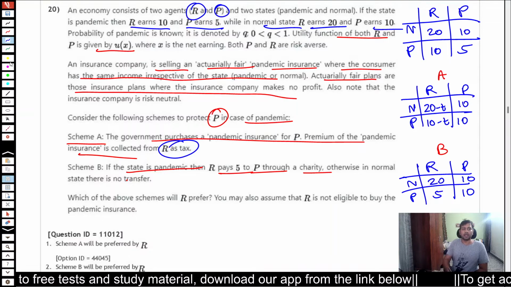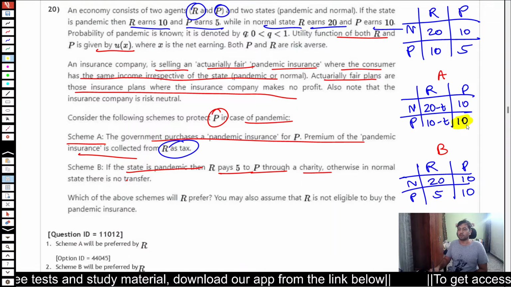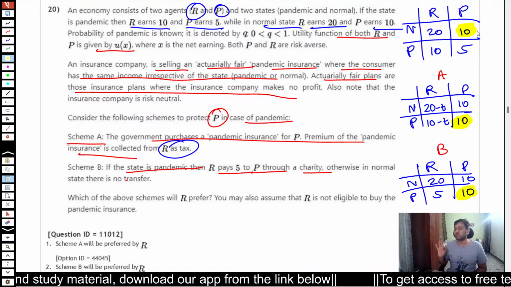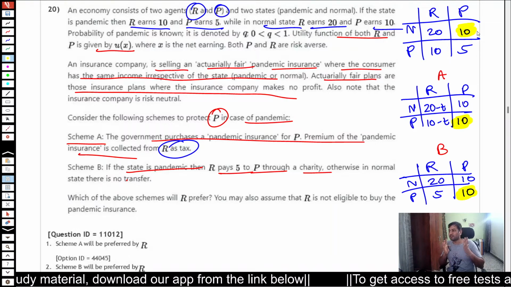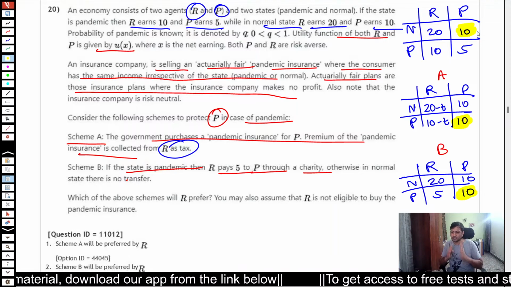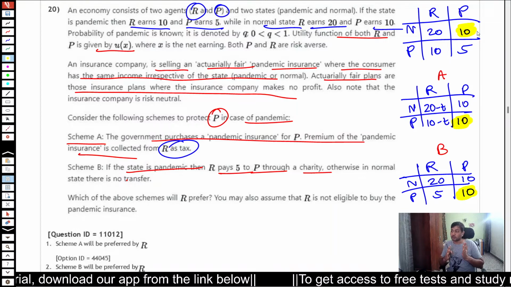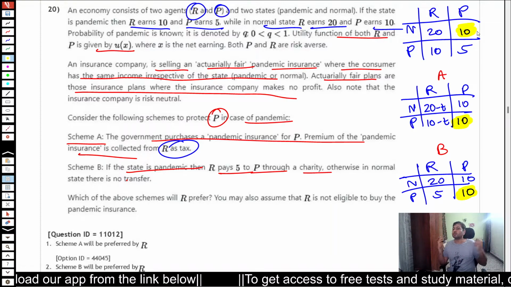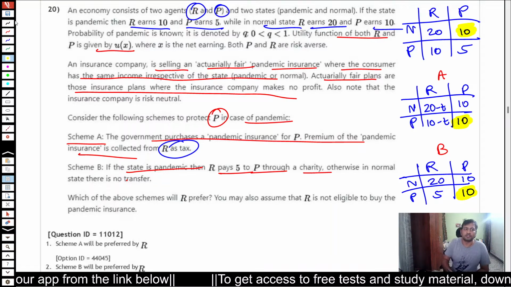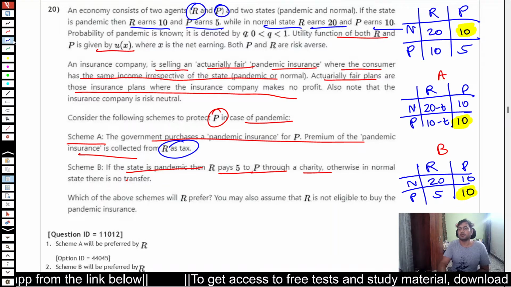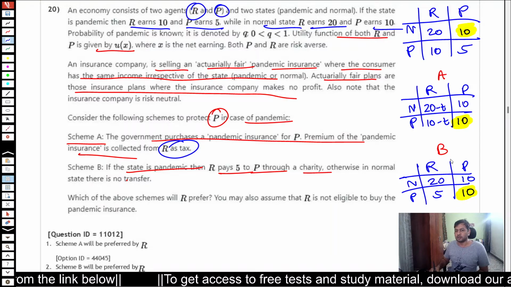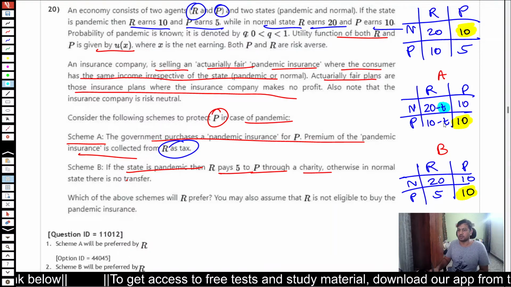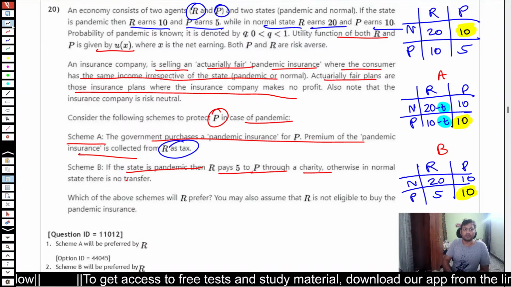So the idea is that the poor person should have a salary equal to the normal state in both the schemes. Either you have a tax-run insurance program or you have a charity which happens only if the pandemic hits. Now what will the rich prefer out of these two things? First of all, we have to find out what this T is going to be. The first thing I need to find is what the tax value will be.